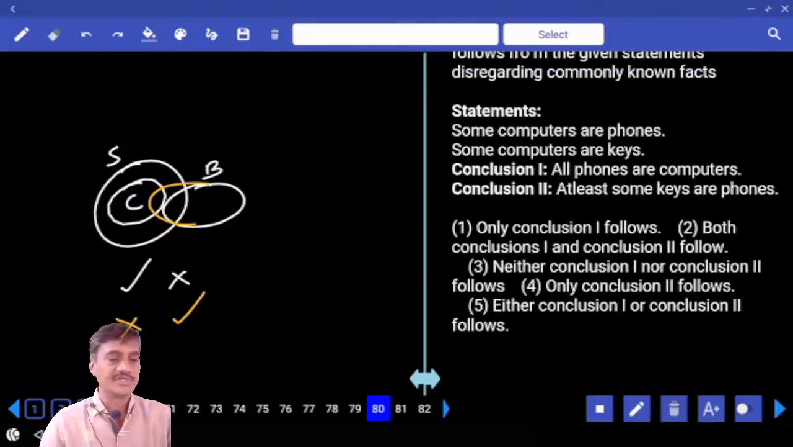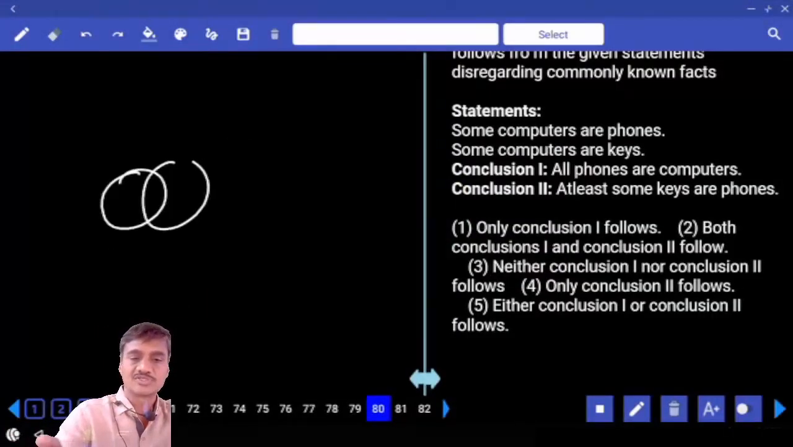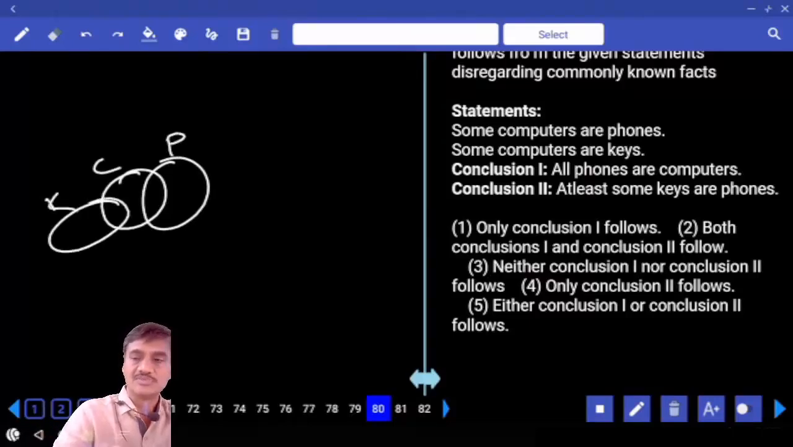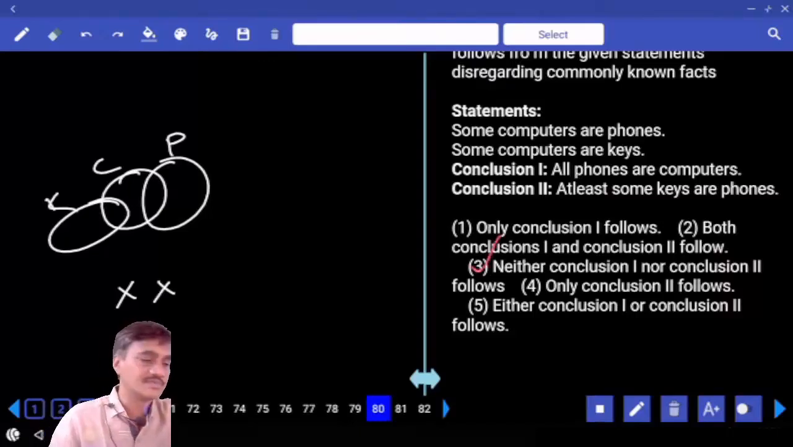Then coming to 80. Some computers are phones, which can be drawn like this, computer and phone. And some computers are keys as well. All phones are computers is false. Some keys are phones is also false. Hence neither 1 nor 2, choice 3, question number 80.